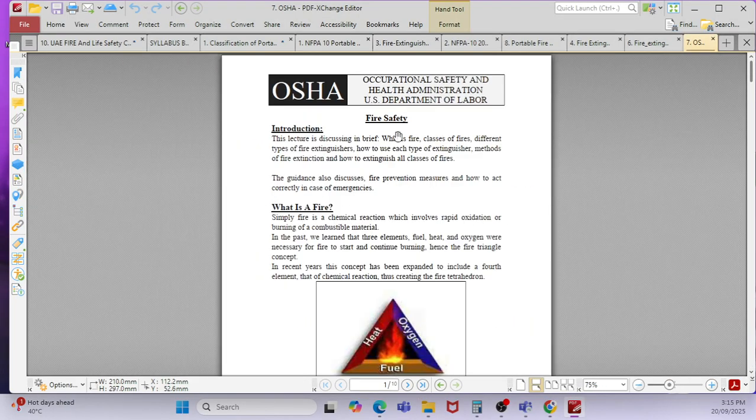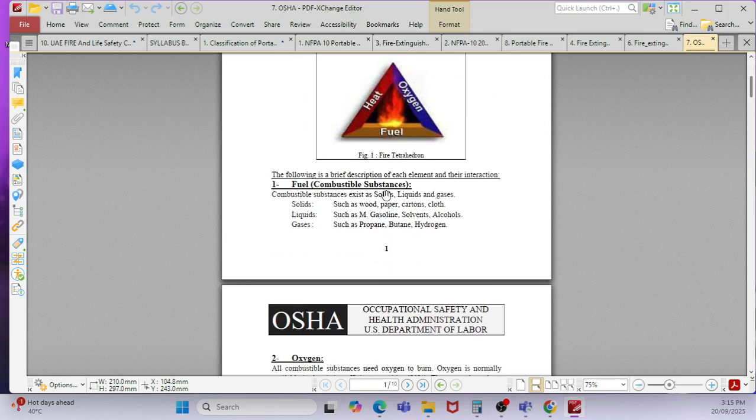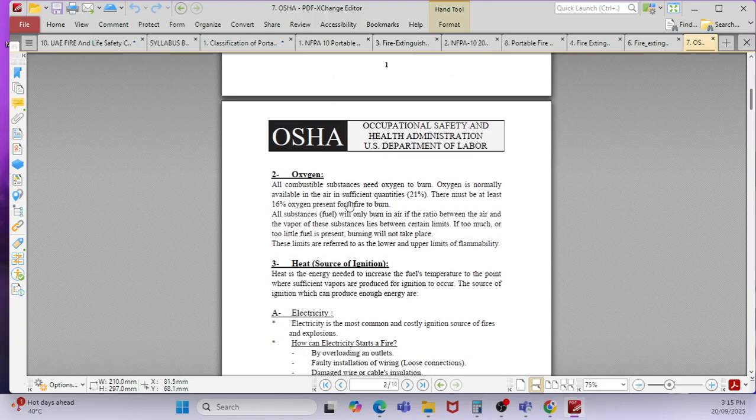Yeah, this is about safety. So fire safety. What is a fire and the fuel combustion? Different types of combustion. Oxygen. You talk about all combustion substances need oxygen to burn. Oxygen is normally available in the air in sufficient quantities, 21 percent.